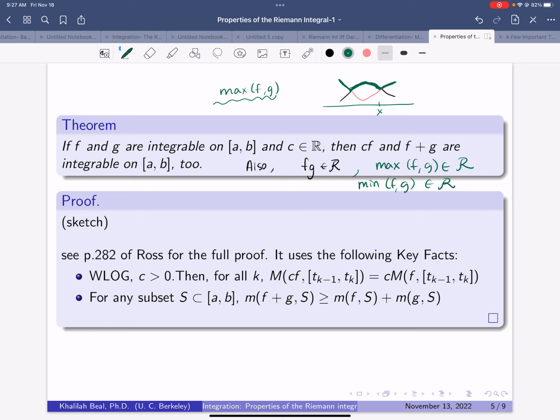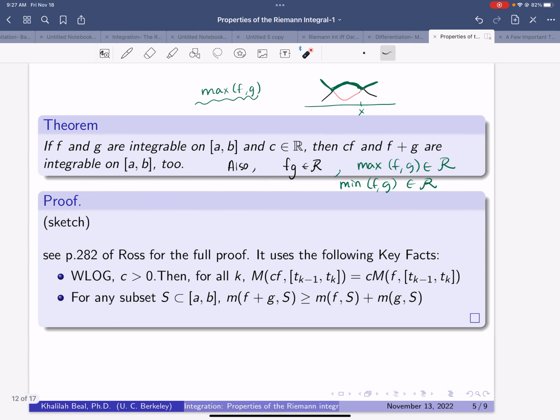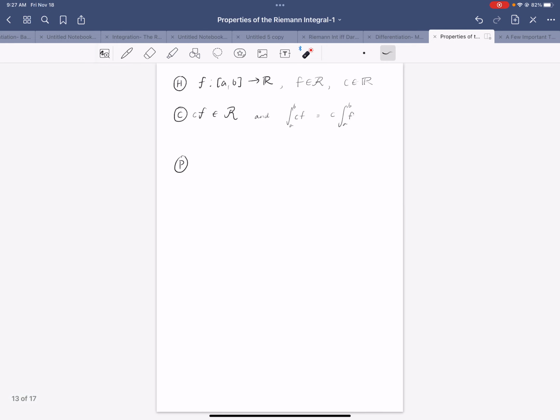So if you have integrable functions, all sorts of combinations of functions will be integrable based on that. Okay, so let's go ahead and just look at the proof. I'm not going to go through the full proof. The full proof is in our textbook on page 282. I'll just walk you through how to show that c times f is Riemann integrable whenever f is Riemann integrable and c is a real number.